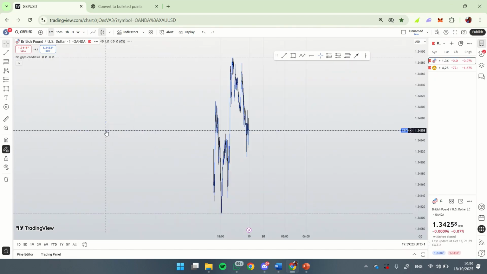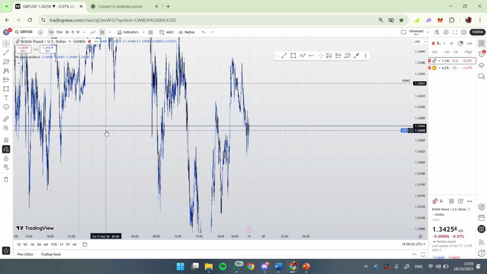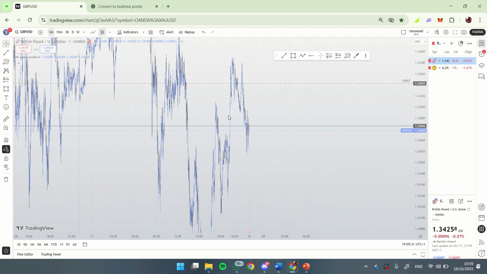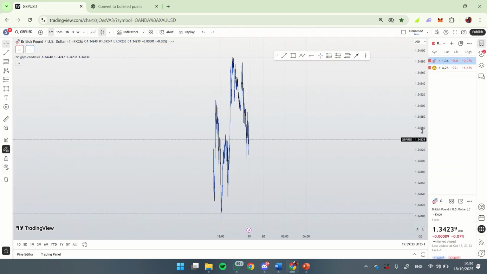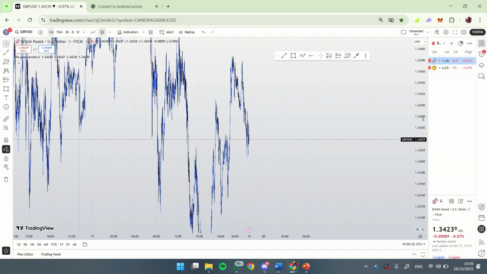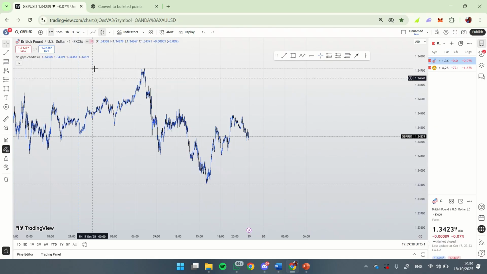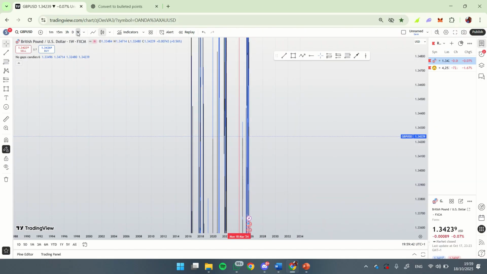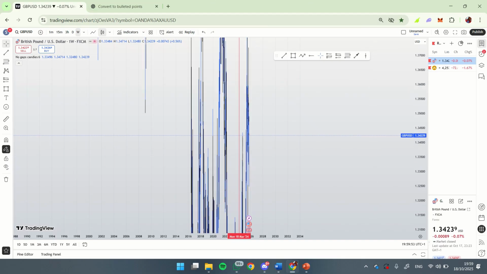So let me see if I have something on. Let me just try and quickly do something on GBP USD. I don't want to use this. Let's use this because I already have some markups there and I'm not ready to clean them. So we'll start from the weekly as usual. I've been using this chart for how long? I don't know. Okay. This is what we have.